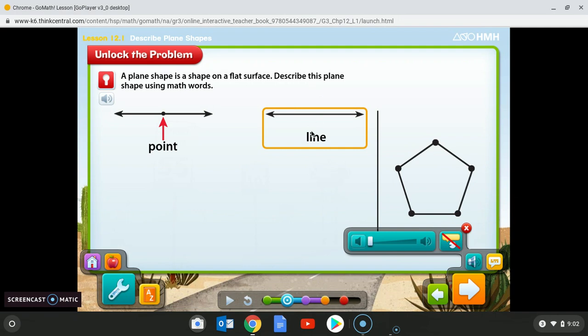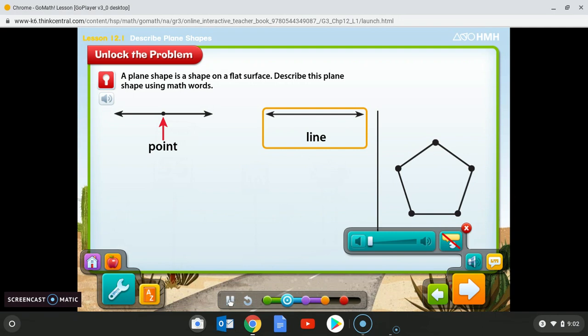A line is a straight path. It has to be straight that continues in 2 directions. Do you see these arrows on both sides of the line? That means that this is a straight path that goes in 2 directions on both ends, and it does not stop. A line does not stop, okay?